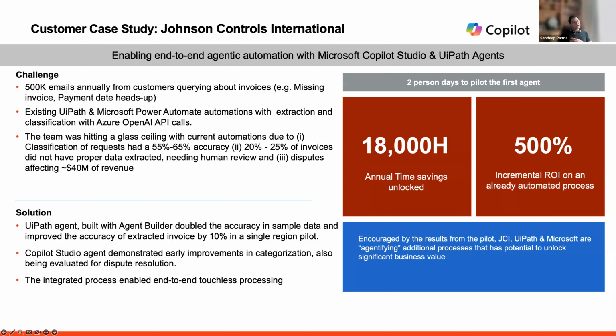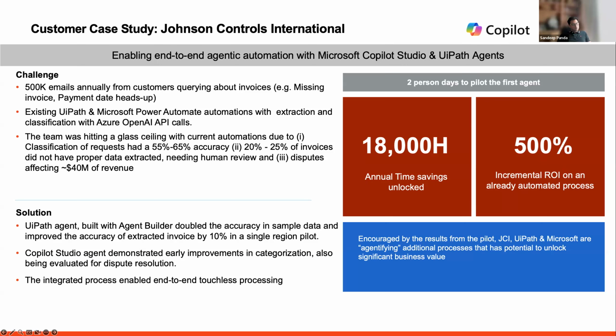The challenge was they were hitting a glass ceiling. Firstly, classification had only 55 to 65% accuracy. It kind of topped out there. Beyond that, it found it hard to classify, especially as the emails got multi-threaded or had attachments. The direct OpenAI query topped out there, and 20 to 25% of the invoices didn't have proper data extracted. The hardest hit was disputes. "Oh, this invoice is wrong" was a completely manual process. The automation sort of gave up on that from the get-go.